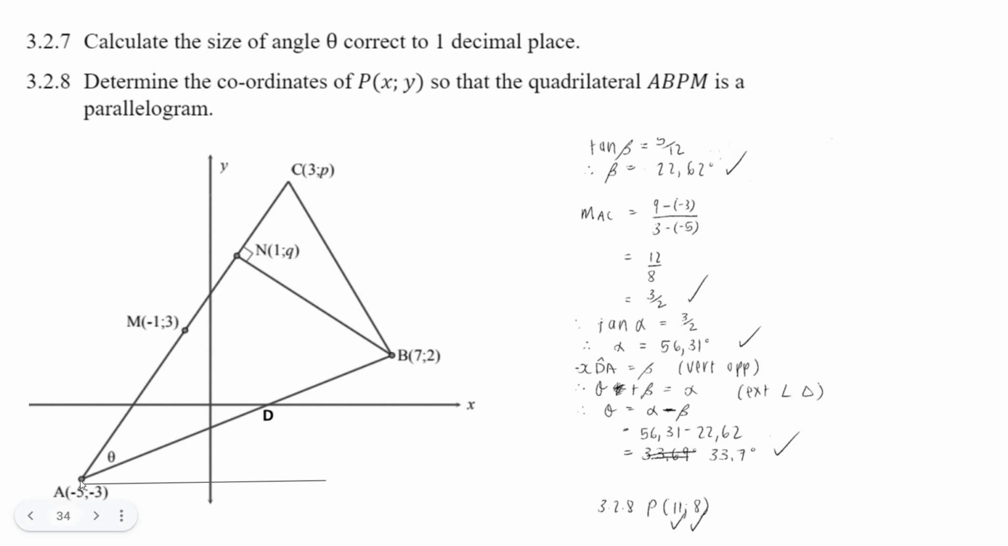Now look at what changes happen from A to M. Well, it's gone 4 to the right and 6 up. So all you do is add 4 to 7 and add 6 to 2. And there's your answer, 11 and 8. Whatever change happened between A and M, do the same change for B, and you'll get to that nice P there that makes a parallelogram. And there you go.